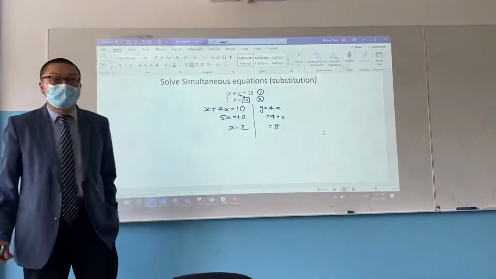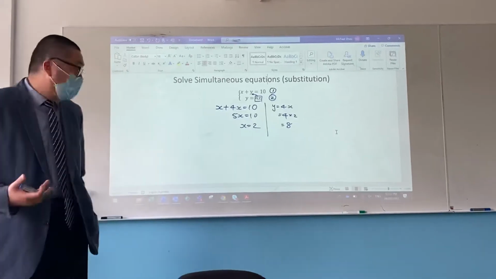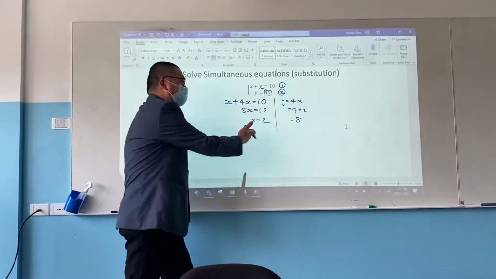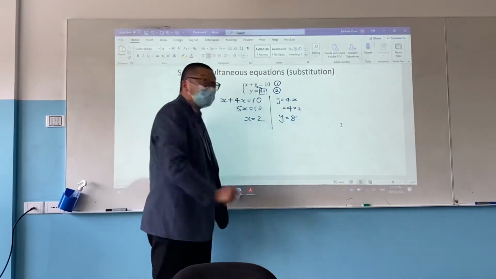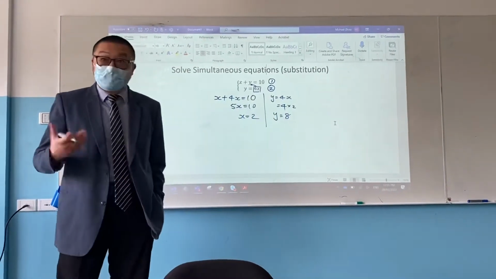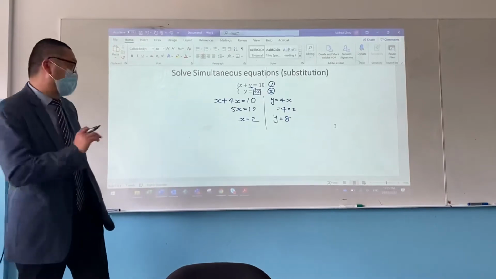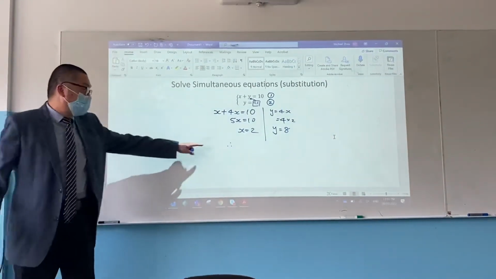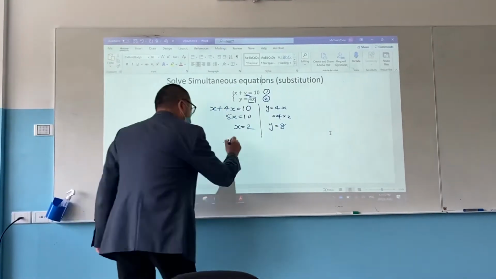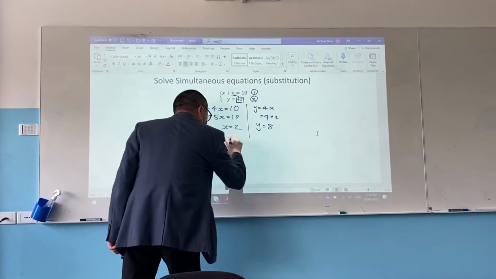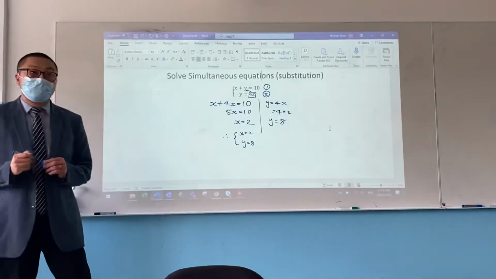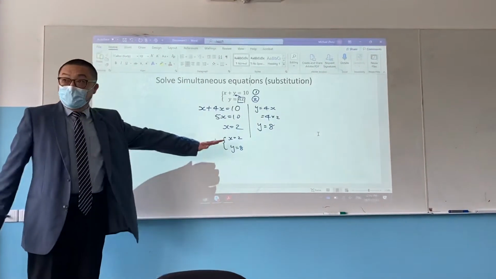Of course, that's an extremely easy example. Now once we find x, once we find my y, my personal habit, and it's good practice, is to always write down your conclusion. That symbol, I'm not sure if you guys know, stands for therefore. So I write down therefore x is 2, y is 8. Now we're done. That's your final conclusion.